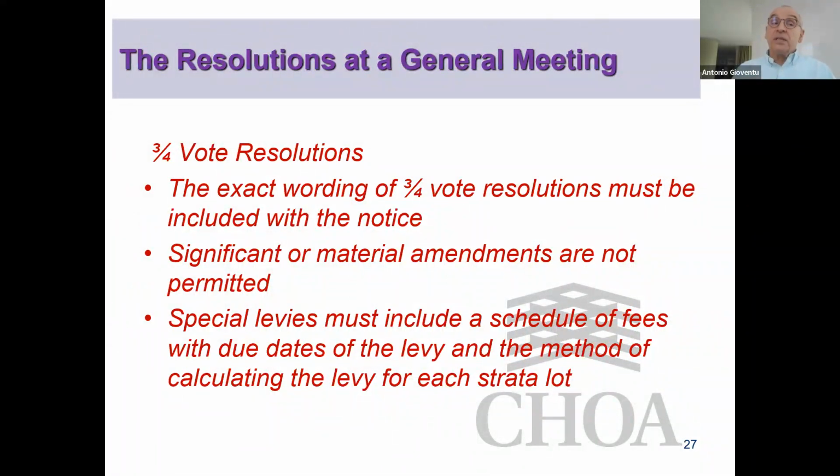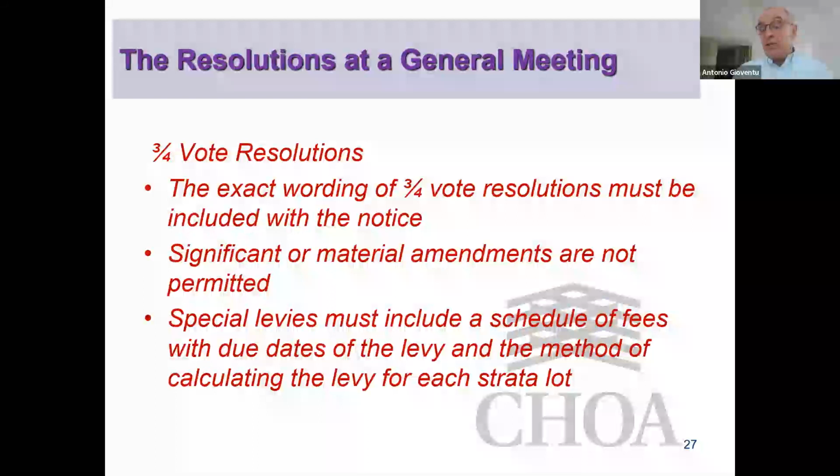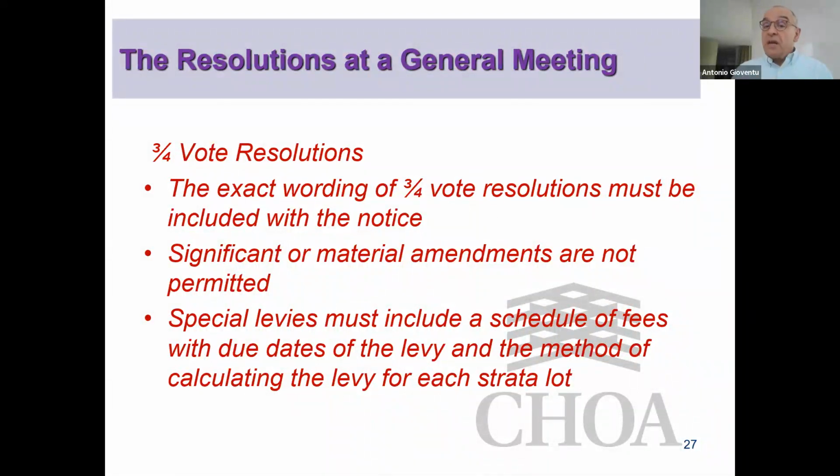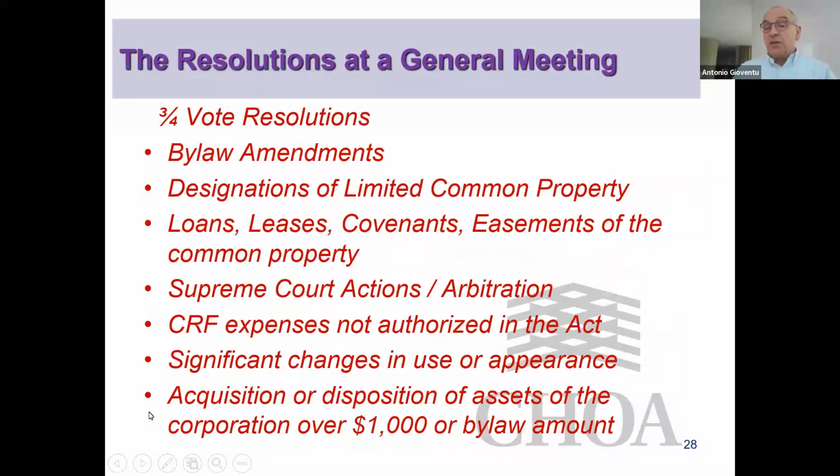Three-quarters vote resolutions can only be amended by a three-quarters vote as well. So again, look at the platform that you're dealing with for voting. If you're not prepared for this, this could also be a bit complicated. Special levies: if you're doing a special levy for a three-quarters vote resolution, you have to include the schedule of fees with the due dates of the levy and the method of calculating the levy for each strata lot. Again, a frequent omission is that the schedule of fees is often not included.